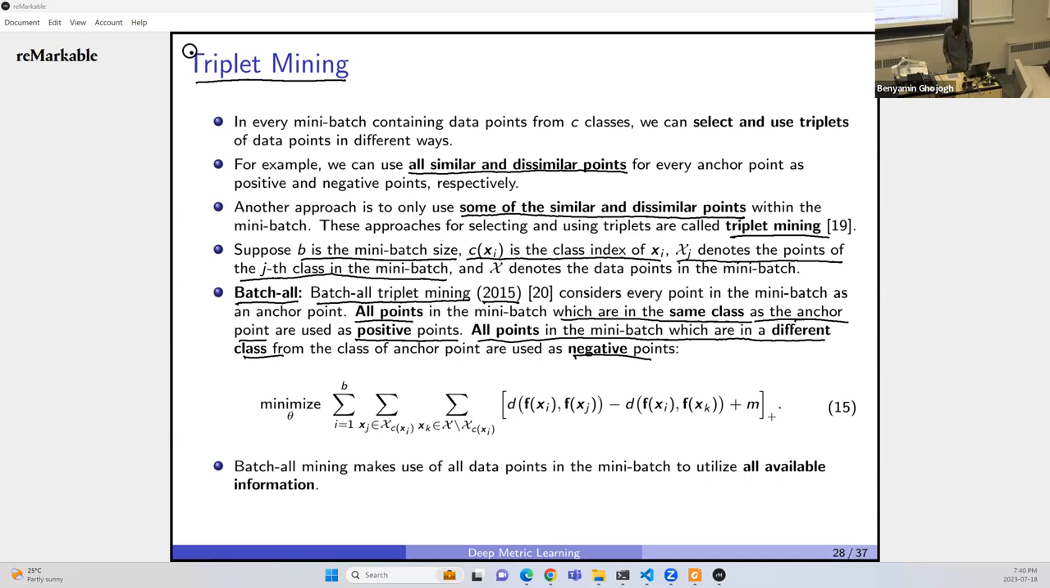That's called batch all. So as you see, here I have a summation over the batches, but in each batch, I take XJ as the positive, where I take all of the points which belong to the same class as XI. For negative, I take all of the points which don't belong to the same class as XI. What is this notation? This means minus for sets. It means the whole X minus XC, right? Subtraction in set theory. Okay, so this is batch all, and it uses all available information.